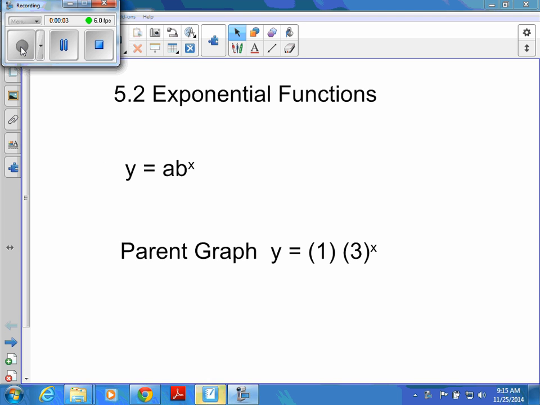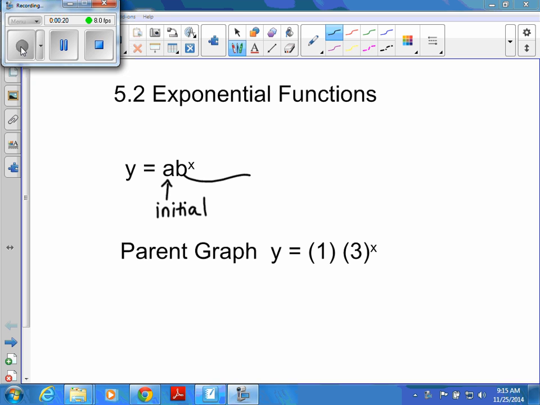Okay, today we're going to learn 5.2, which is exponential functions. Y equals AB to the x is an exponential function. The A stands for the initial value of where your graph starts. The B will let you know if your graph increases or decreases. If it's less than 1, it's going to decrease, and if it's greater than 1, it's going to increase.